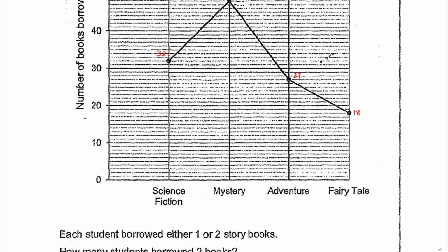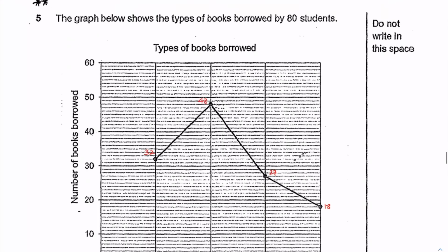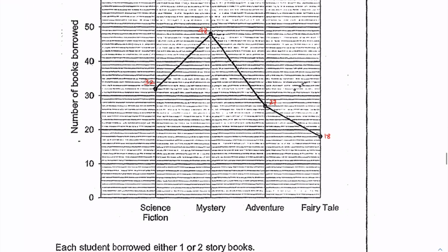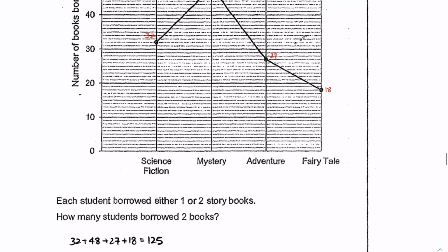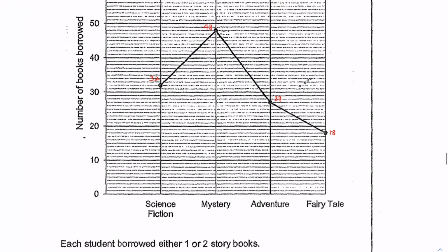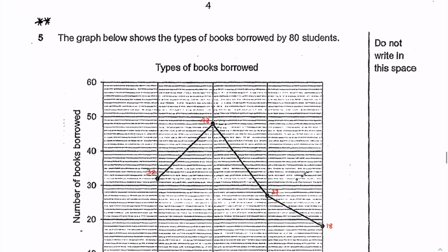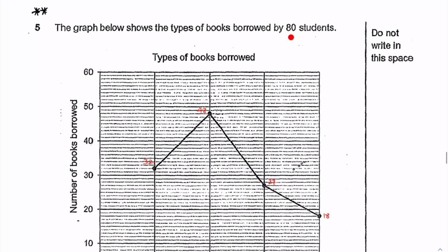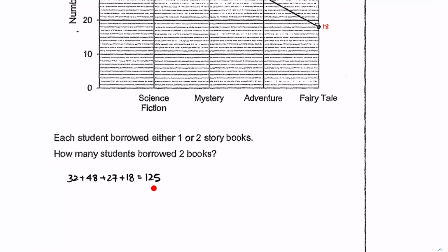Okay, from here, let's go. Each student borrowed either 1 or 2 storybooks. Hang on. If you sum them up together, you will realize something is really strange. We've got 125 books, but only 80 students. If each student borrowed 1, you should have only 80 books. If each student borrowed 2, you've got 160 books. So not everybody borrowed 1 or 2 books, yeah?